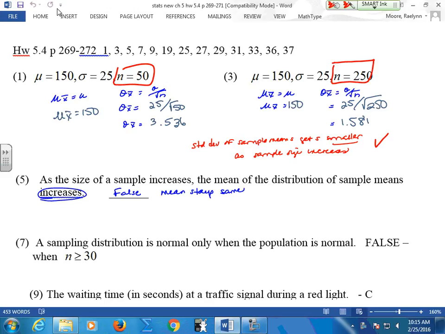As the size of a sample increases, the mean of the distribution of the sample mean stays the same. The mean of your population is equal to the mean of your sample. That's going to stay the same.